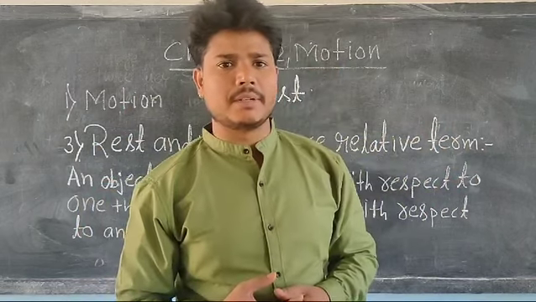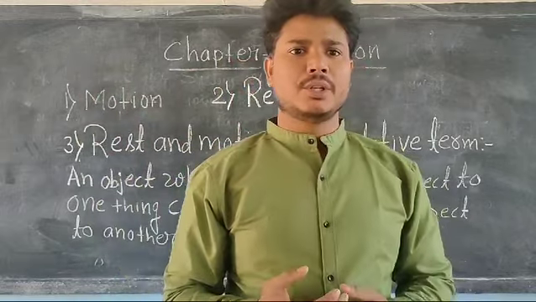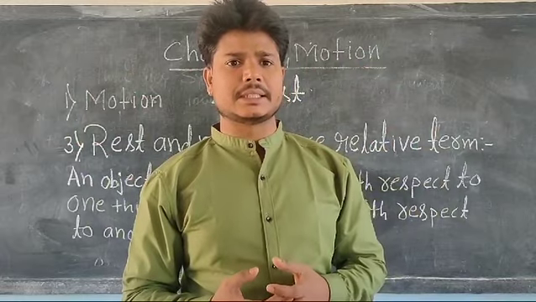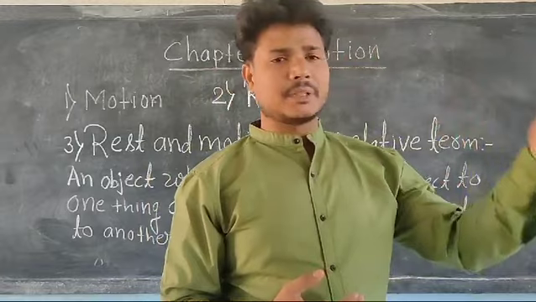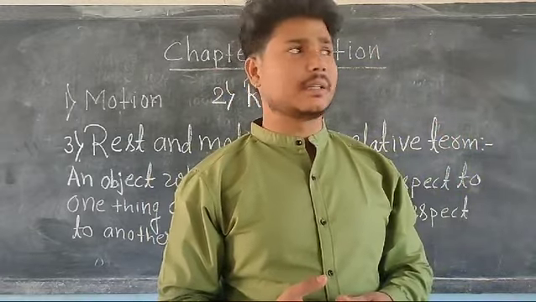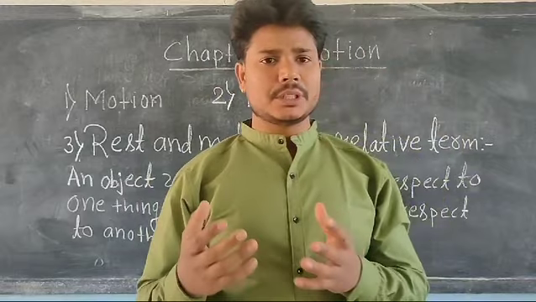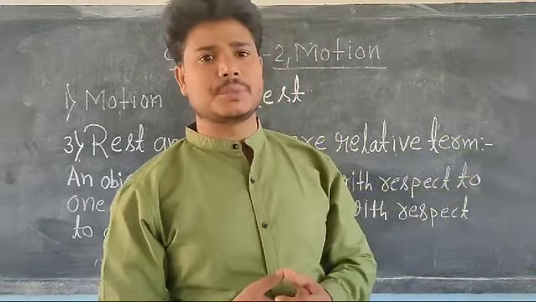Suppose you are traveling in a car. When you look outside, you will observe that your position changes with respect to the surroundings, with respect to the person outside the car as well as trees and poles. That means your position changes continuously with respect to these objects.